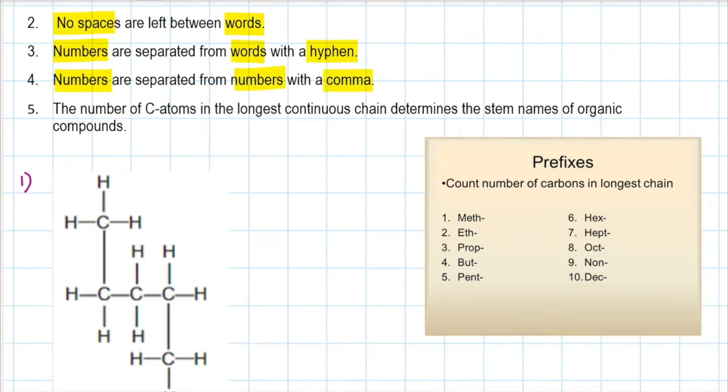And number 5 says that the number of carbon atoms in the longest continuous chain determines the stem names of organic compounds. These stem names are given in the pink block displayed on your screen. For 1 carbon, we use the stem name or root name meth. 2 is eth, 3 prop, 4 but, 5 pent, 6 hex, 7 hept, 8 oct, 9 non, and 10 dec. You need to know these names off by heart.